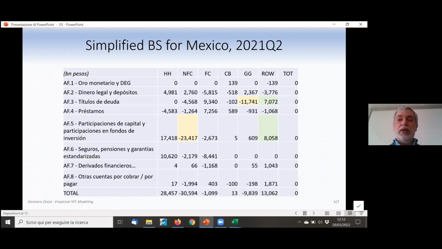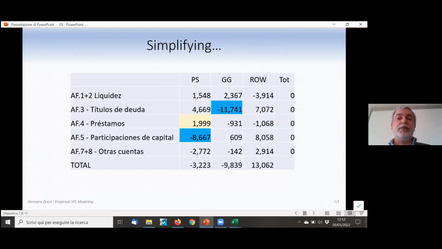What also is important is the foreign account. We will be looking at the three-sector model. So we want to identify the main liabilities and assets of the government and that of the rest of the world. So here we see that the rest of the world is providing dollars to Mexico. It's lending on the bond market and it's investing in Mexico with foreign direct investment. The other values are less relevant.